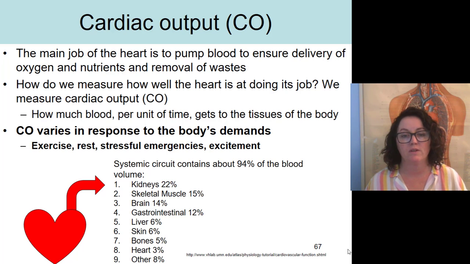On the screen here, we can see where most of the blood is when we're at rest. So at rest, 22% of our blood is in our kidneys, which is actually phenomenal if you think about it. 15% is in skeletal muscle, 14% in the brain. But when we have different demands for the body, we're going to change where that blood is located, right? We're going to have more blood going to skeletal muscle and more blood going to the heart itself, right? So we're going to have changes in the cardiac output with changes in demand by the body.